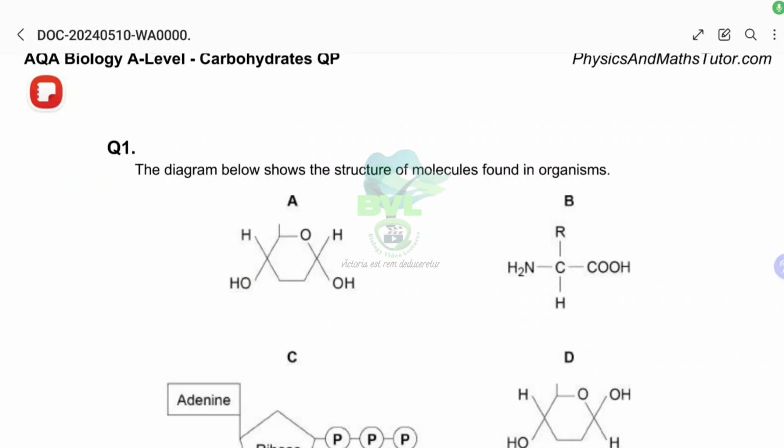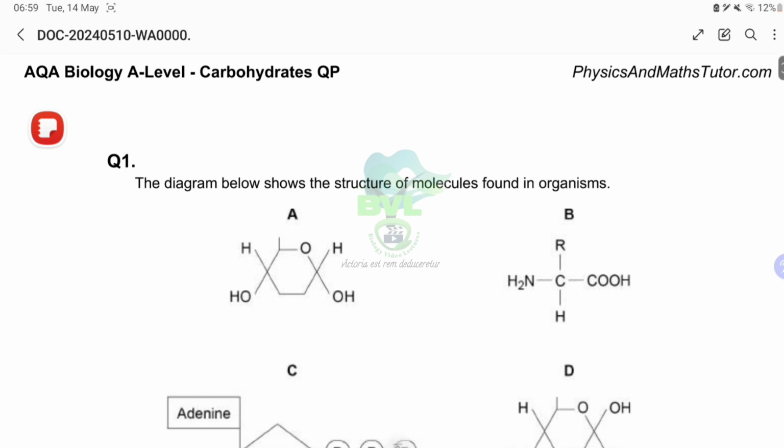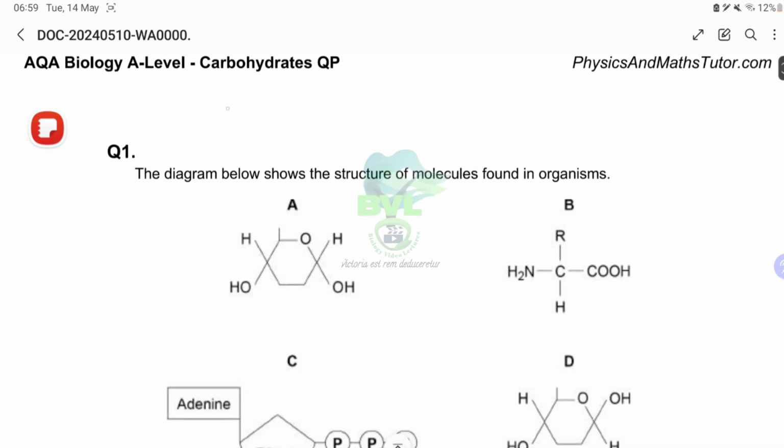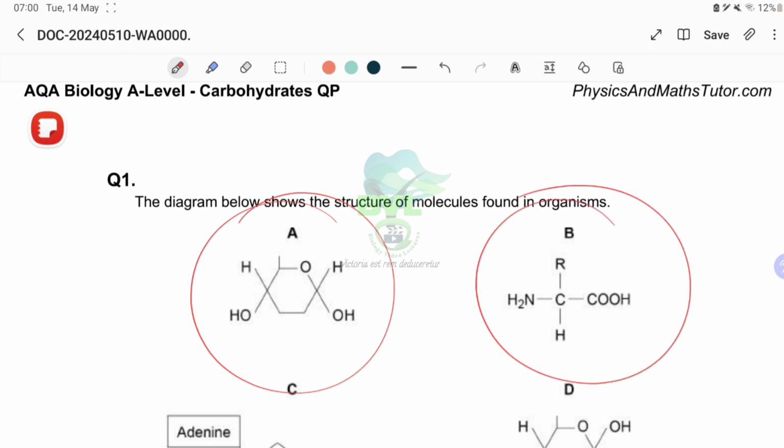So today we'll look at past papers and questions on carbohydrate for AQA. You should pay attention to this. Try to first answer the questions. This floating tab here is the answer, so I will be revealing the answer. Just try to see if you can answer the question first, then afterwards I'll reveal the answer.